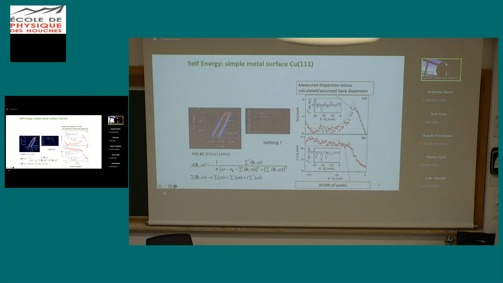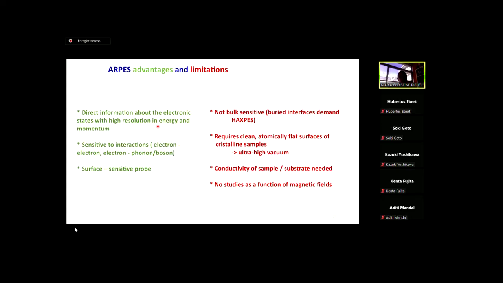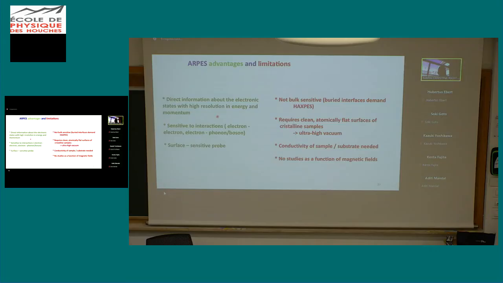So now, in order to summarize a little bit these applications of ARPES, I have here advantages and limitations. ARPES gives you the direct information about the electronic space, and you have high resolution in energy and momentum in both spaces. This technique shows as well interactions, sensitive to electron-electron, or generally boson interactions, and it is a surface sensitive probe, which can be an advantage, but it can as well be a disadvantage.